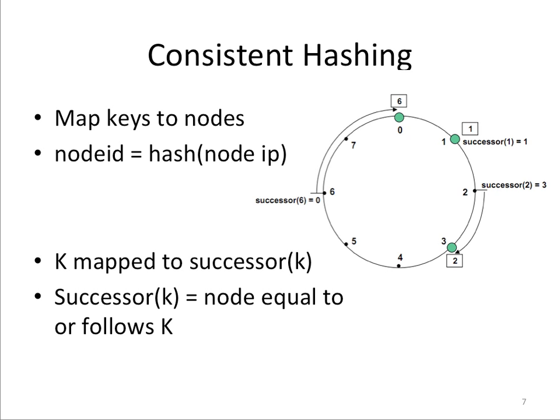It's 3, right? Because we don't have any machine that's at that particular point in the key space. So we just store that in the successor for that key. So successor of key k is the node that equals to or follows k in that key space.